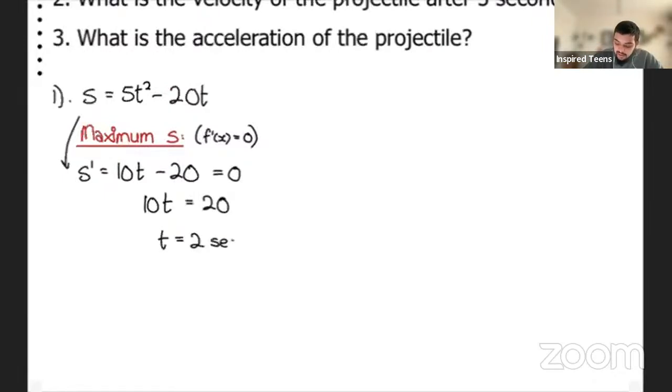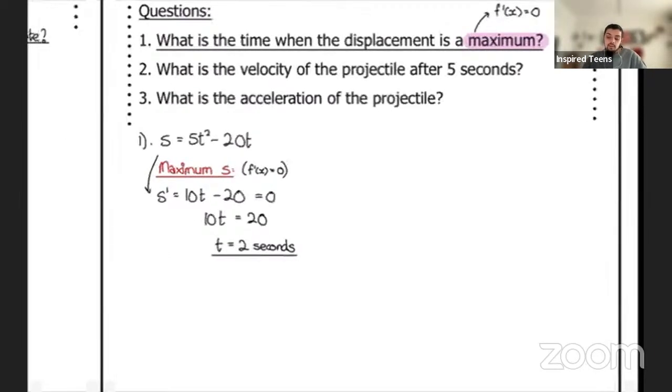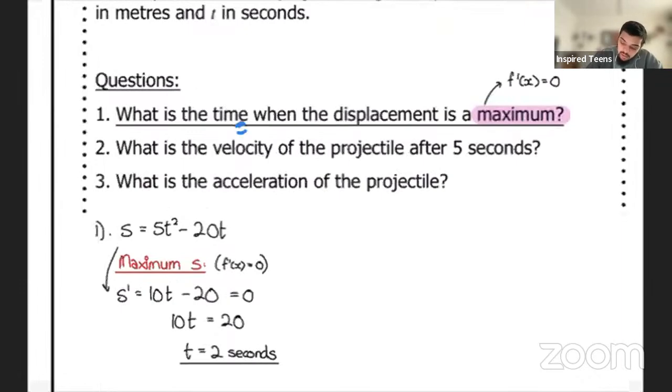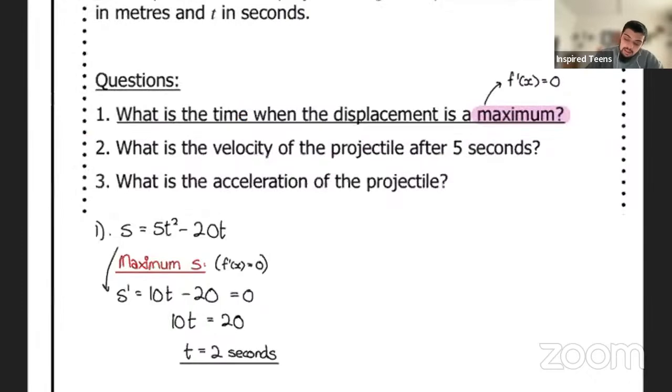This is 2 seconds because they told us that the unit is seconds. At what time is it maximum? At 2 seconds. What is the time when the displacement is at maximum? You can say 2s or 2 seconds. Okay, let's look at the next one.